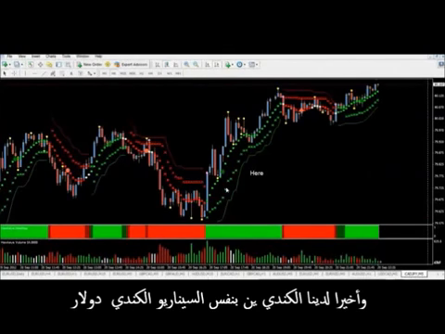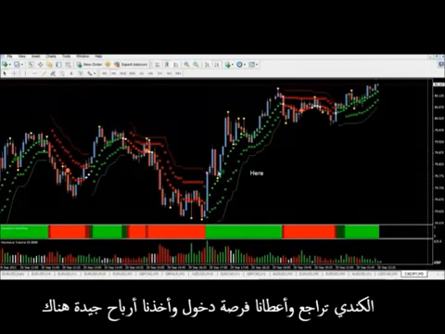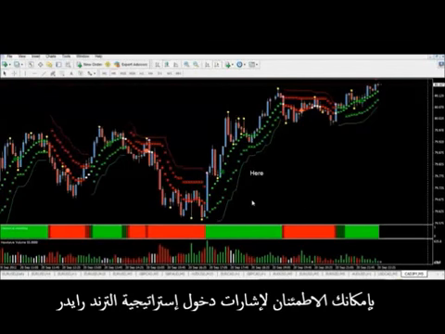And then finally we had the CAD yen, similar scenario here. Canadian dollar strengthening against the yen, pulls back, and we enter the market and then stopped out for a nice profit there. So that was that.